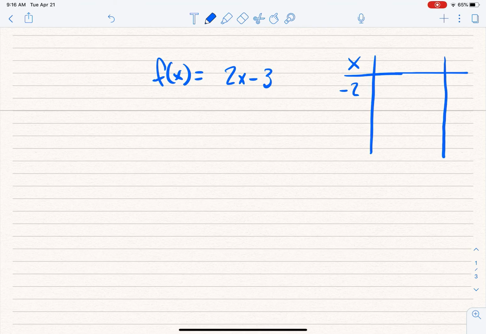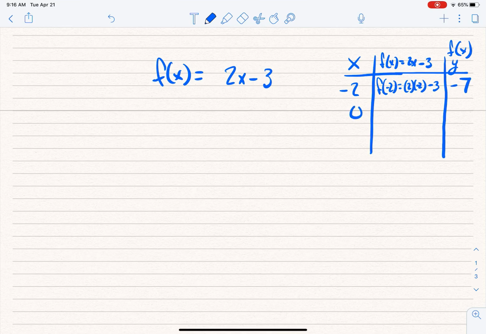So if I plug in -2, f of x is equal to 2x minus 3. And this is going to be our y, or our f of x, over here. That means if I plug in -2, that gives me 2 times -2 minus 3. So 2 times -2 is -4. Minus 3 would give me -7.